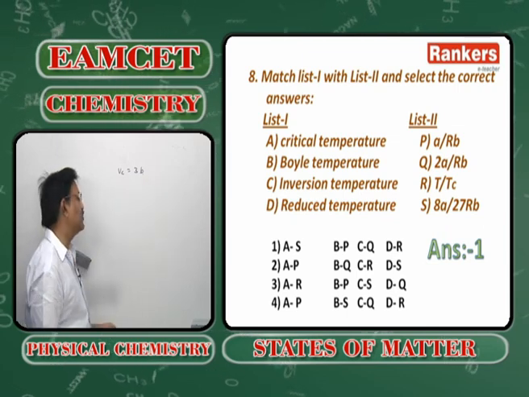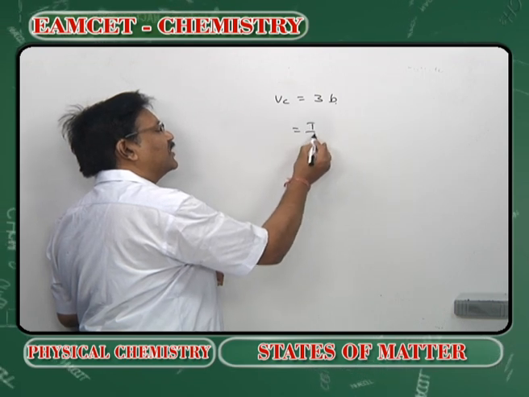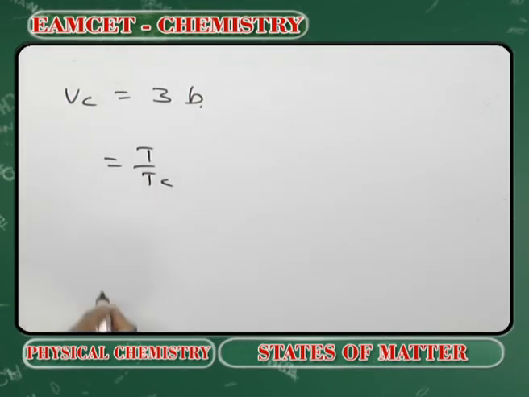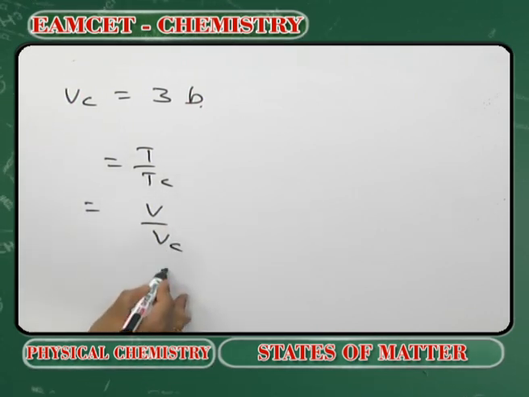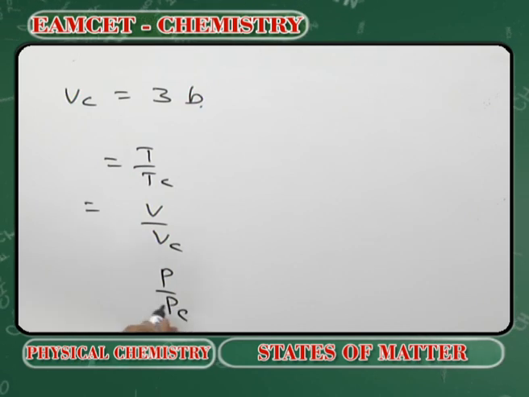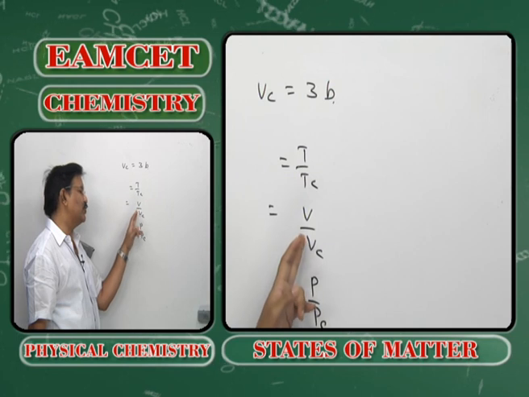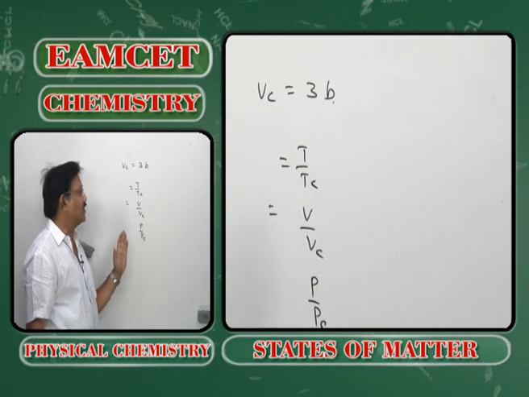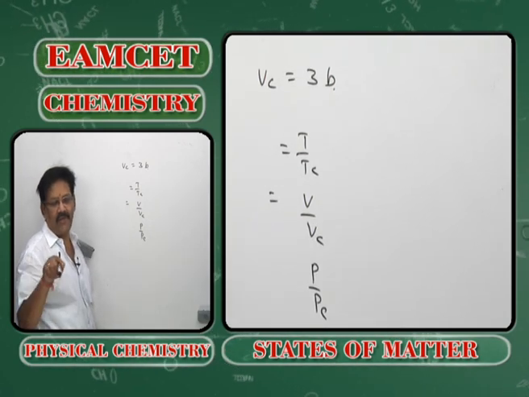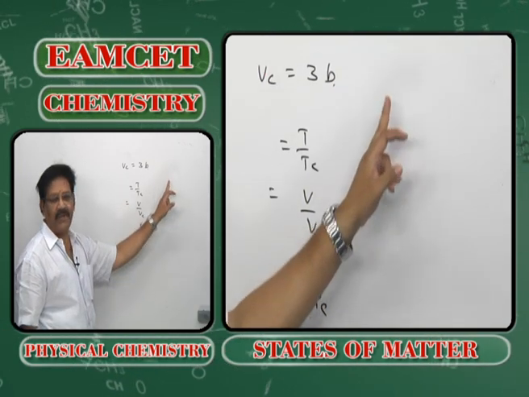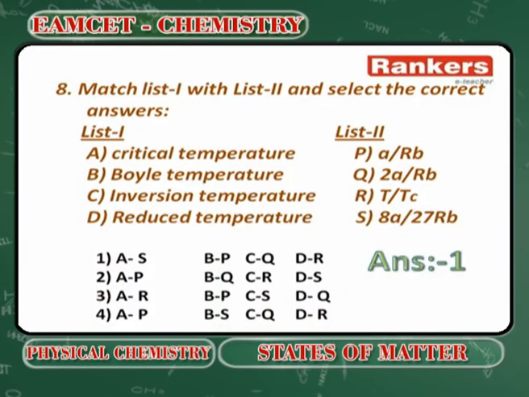And what is reduced temperature? Reduced temperature is given by T by Tc. Similarly, reduced volume is V by Vc. Reduced pressure will be equal to P by Pc. Why are these called reduced pressure, reduced temperature, reduced volume? These terms are used to eliminate the van der Waals constants a and b from the gas equation. That is why they are called reduced conditions.